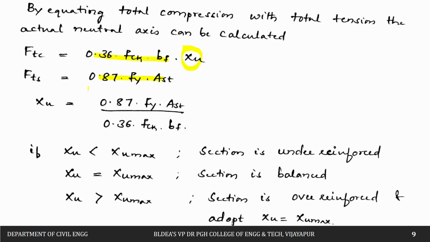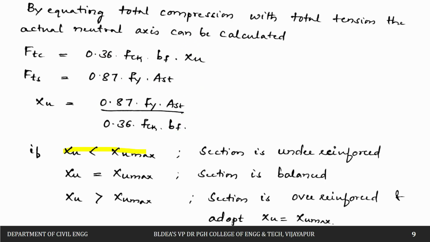Therefore, this will be divided by 0.87 Fy AST, and this term is going to come in the denominator. So this is the equation we are going to get for XU. We have already seen this equation in the earlier videos. The only thing is that instead of B, the width of the rectangular section, as we are talking about the flanged section, this will be BF, the width of the flange.